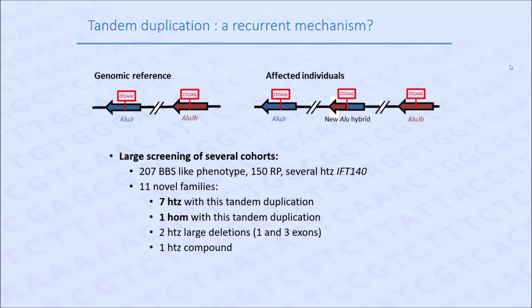So the lab from this publication contacted collaborators, and a large screening of several cohorts was carried out. Authors were successful with 11 novel families, and to conclude, the recurrence of the tandem duplication in IFT140 was revealed thanks to the AnnotSV annotation.